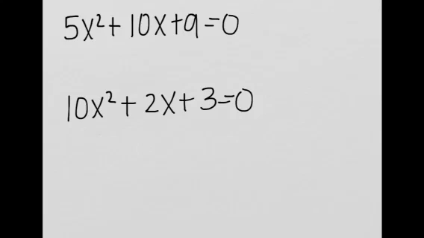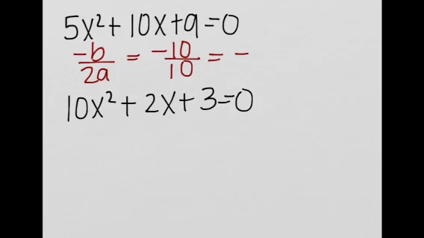In these examples, I want to find the x-coordinate of the vertex. For example, let's look at this. We want to find negative b over 2a. What's negative b? That's equal to negative 10. And what's a? That's 5. So what's 2a? 10. So this is negative 1. So the vertex will be at x equal to negative 1.